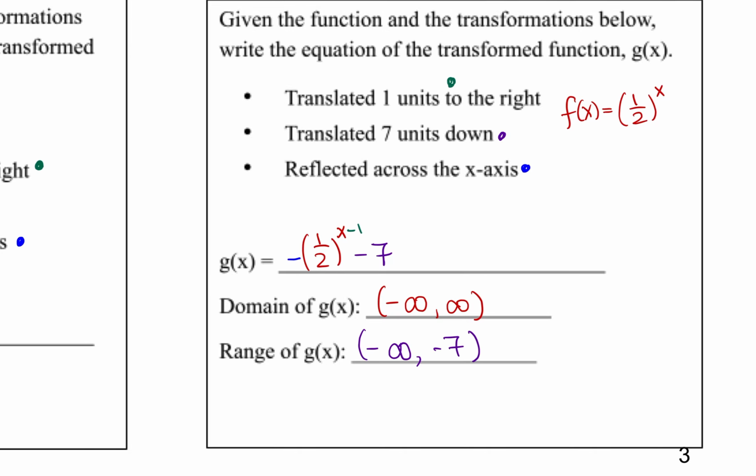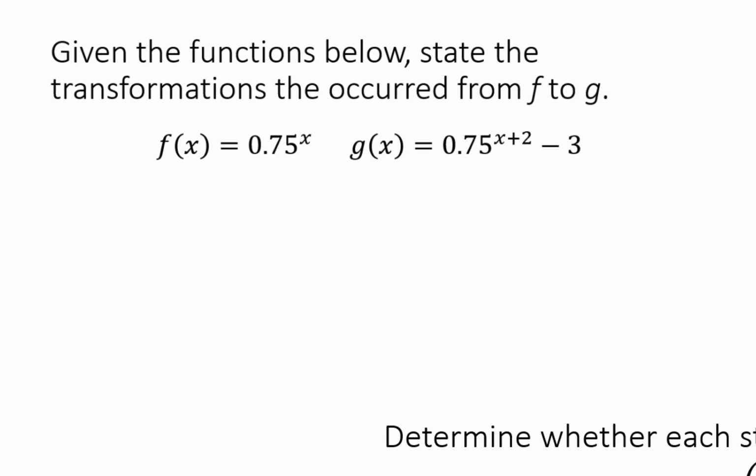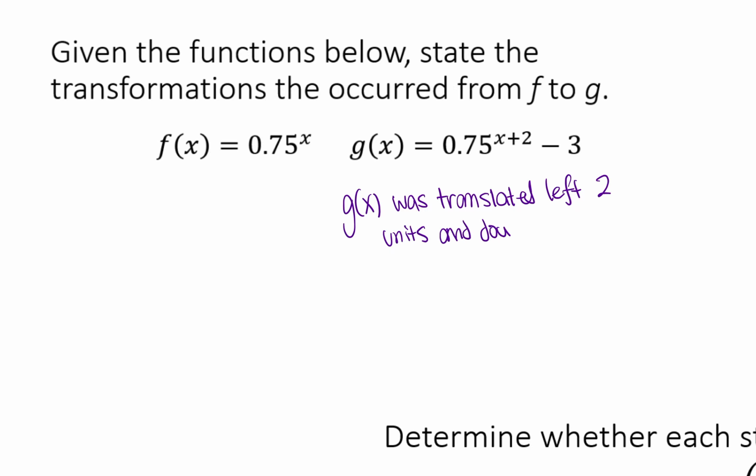Okay, let's move on to the next question type. For this one, it says, given the functions below, state the transformations that occurred from f to g. So looking at this, I easily can say that g of x was translated left 2 units and down 3 units. Very simple.